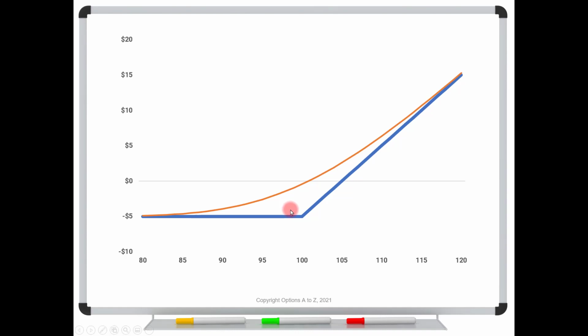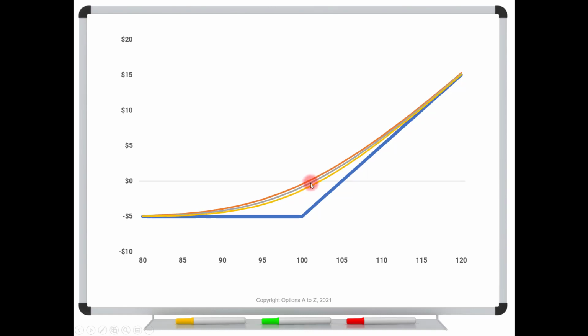It's the extrinsic value. And that's what bleeds away. So maybe let's say 5 days later, 25 days to expiration, we might move from the orange to this gray. We've dipped down a little bit, and that difference is your theta. That's how much we've lost in time decay.